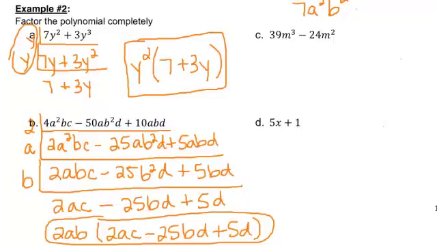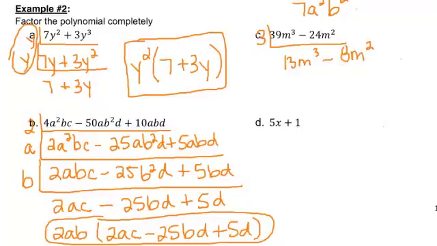Let's go up to part C. Again, I'm going to look at my numbers first. I have 39 and 24. I know that those are both divisible by 3, so I'm going to factor out a 3 first. So I get 13m cubed minus 8m squared.